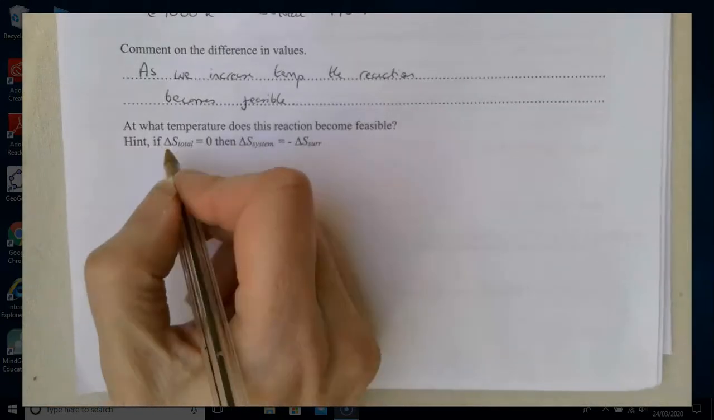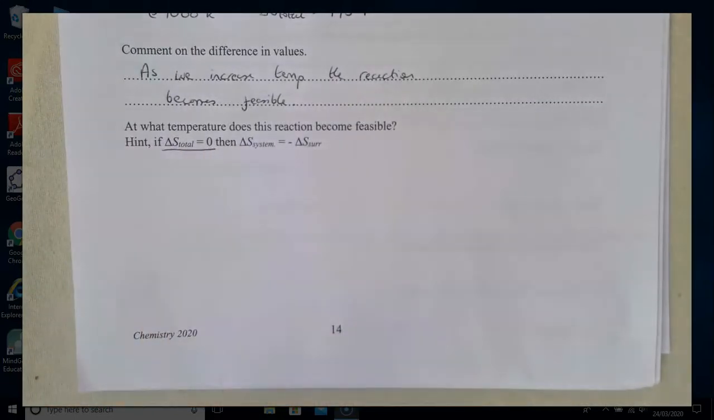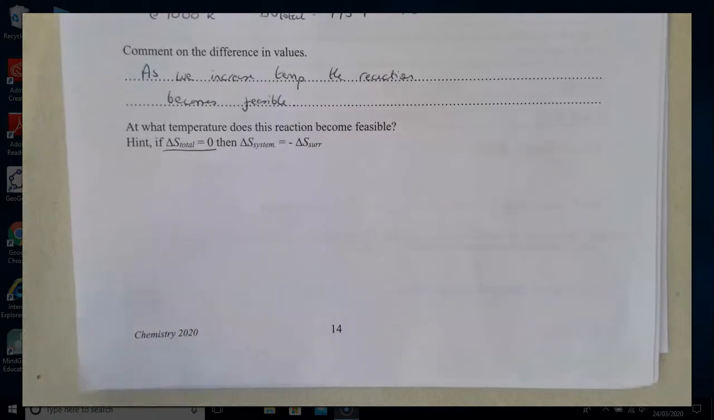So I'm basically going to set my delta S total to be 0, and I'm going to work out what temperature that becomes true. Now, I'm just going to go through how we do this in a little bit more detail. There's a long way and a short way. So this is the long way, first of all.